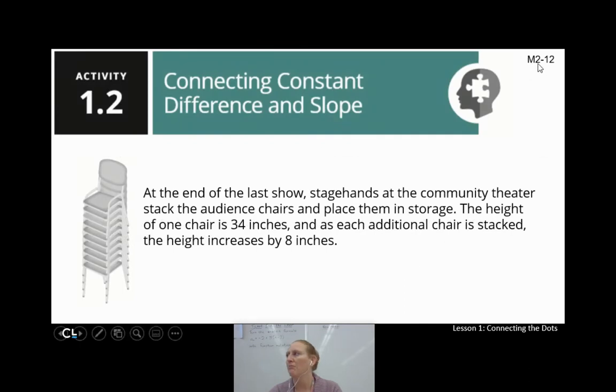We're all the way over on page M2-12. Notice we're in module 2 now. So page M2-12. At the end of the last show, stagehands at the community theater stacked the audience chairs and placed them in storage. The height of one chair is 34 inches. And as each additional chair is stacked, the height increases by 8 inches.